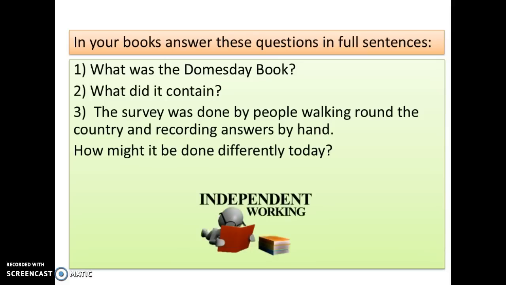All right, once you've answered those, here are 3 quick questions I would like you to answer in your notebook in full sentences. Number 1, what was the Domesday Book? Number 2, what did it contain? Number 3, the survey was done by people walking around the country and recording answers by hand. How might it be done differently today? So how would we send out a big survey to everyone in the country? Once you're done, that would be a great time to take a break. And when you come back, we'll talk about the feudal system.